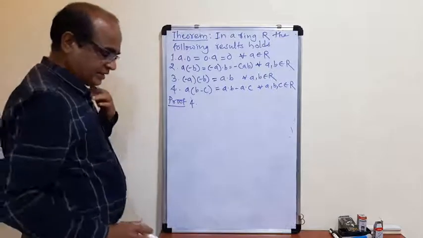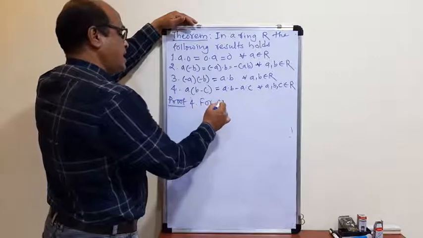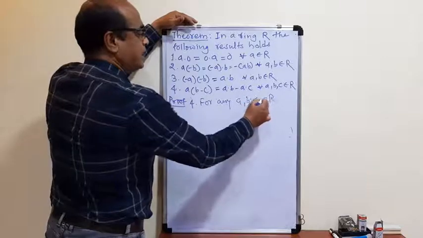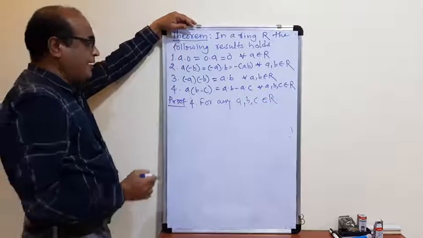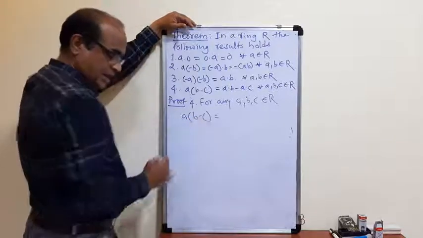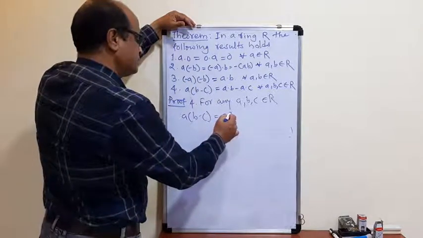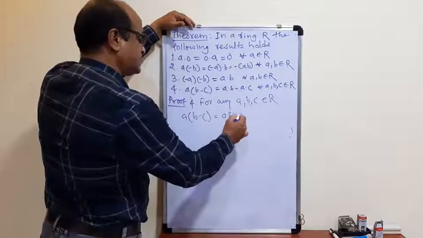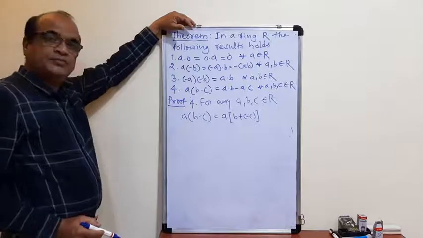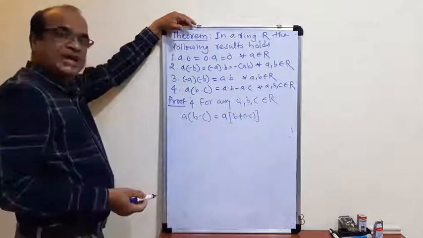So what is result 4 here? For any A, B, C from the set R, elements from the set R. So what happened here? A into B minus C. This can be written as A into B plus minus C. B minus C can be written as B plus minus C.